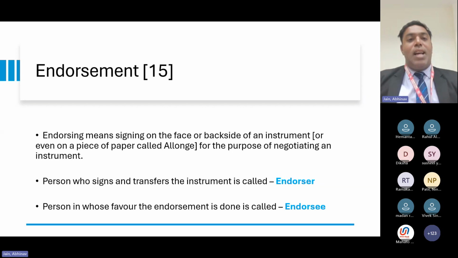Another question in the exam can be, what is an allonge? So in lieu of endorsing the check on the back side, a person is writing on a piece of paper and doing the endorsement on that piece of paper. It is called an allonge and it is a valid thing. So please do remember what is an allonge.